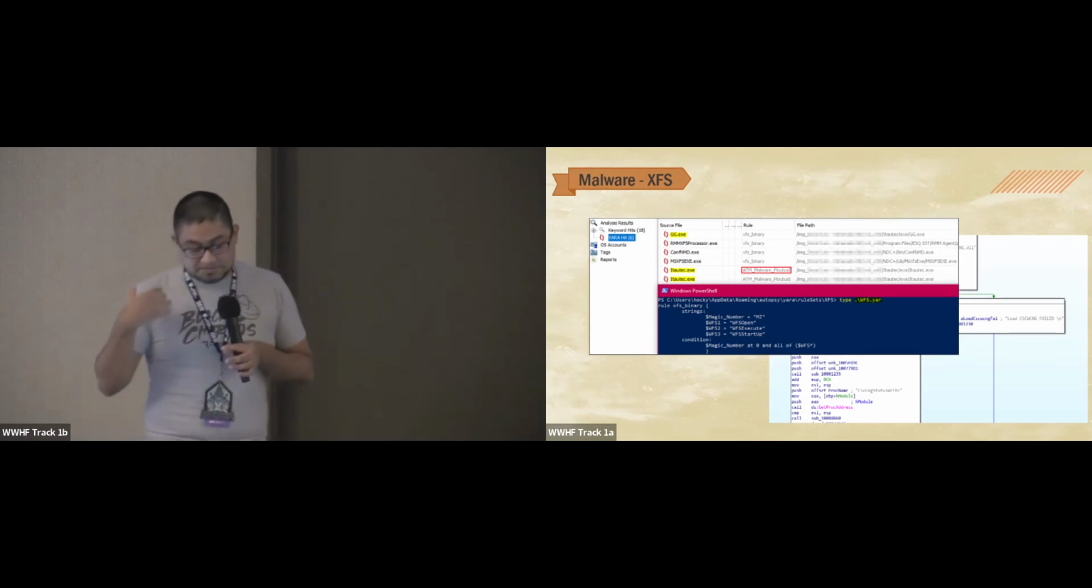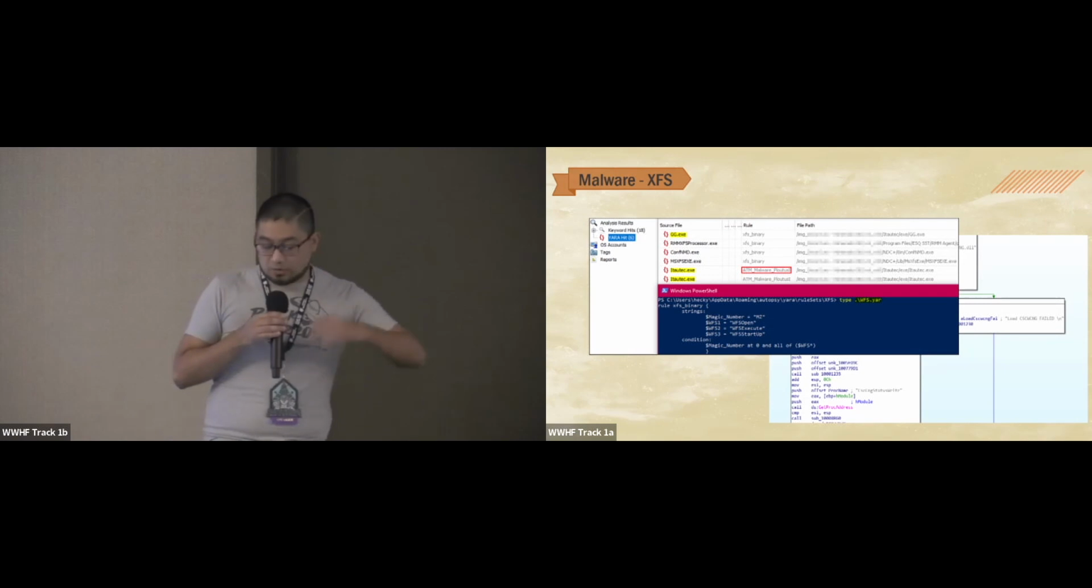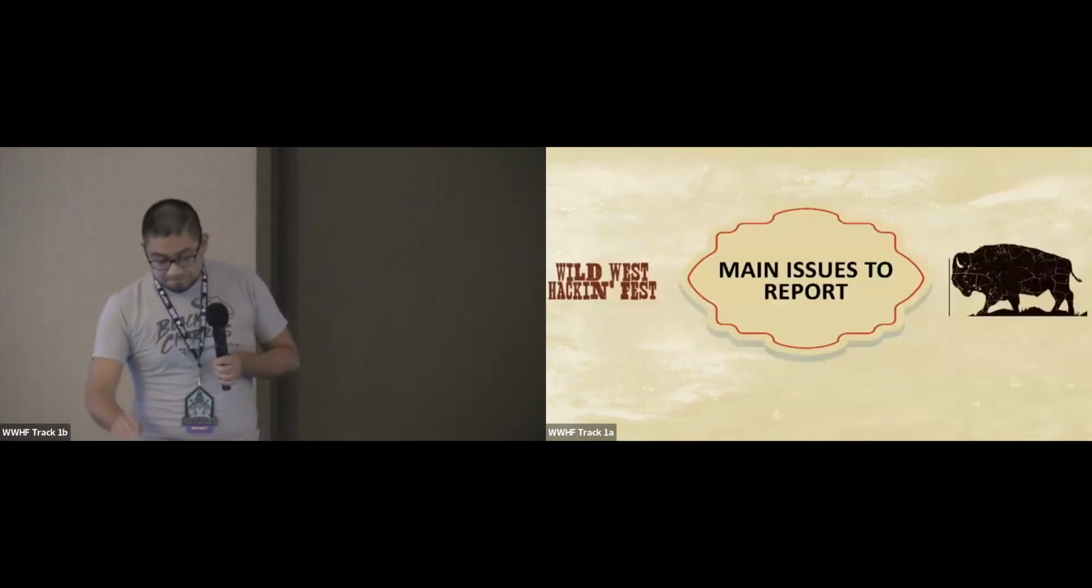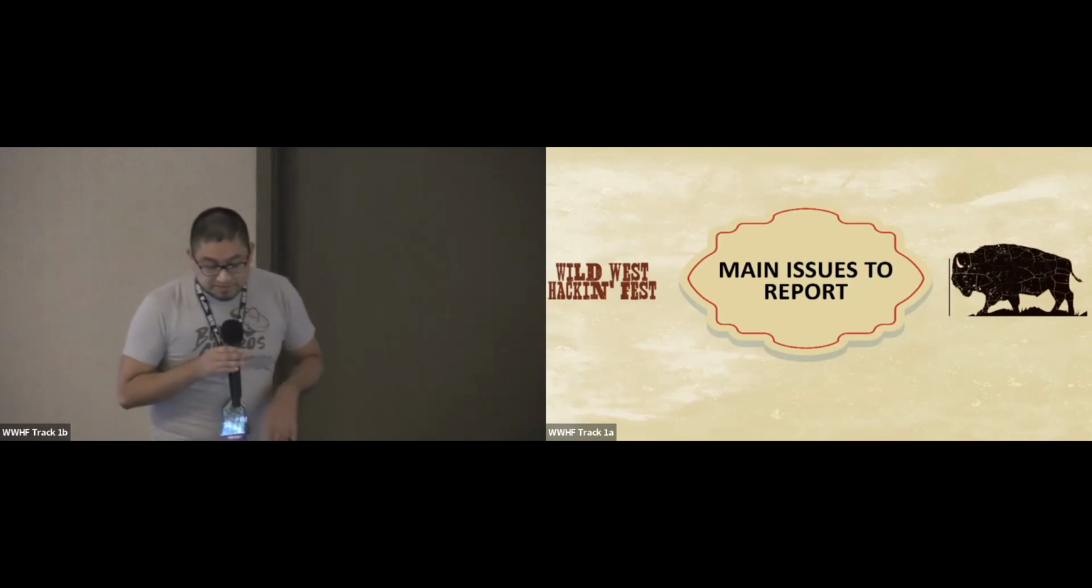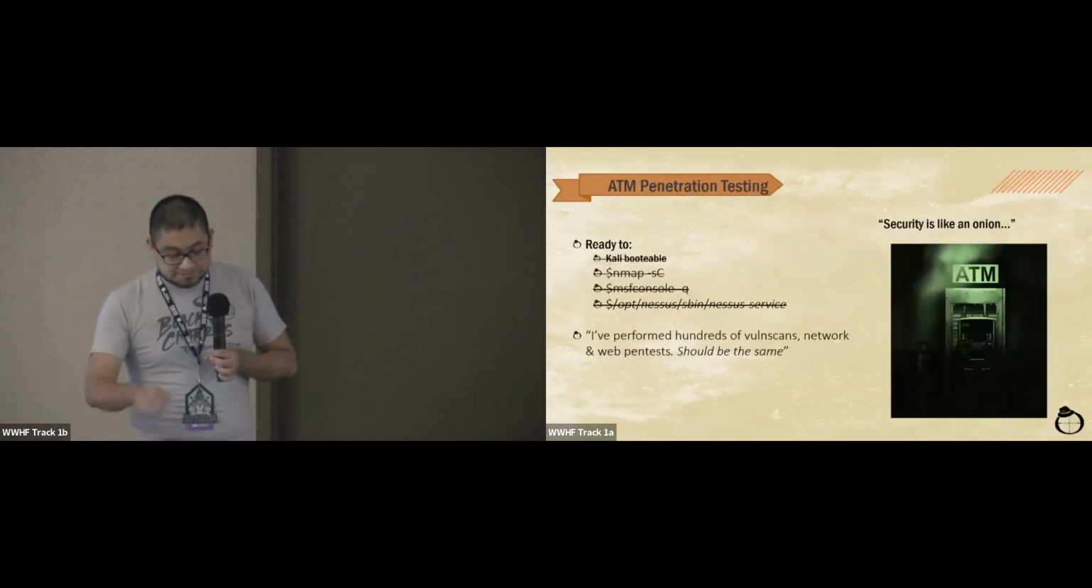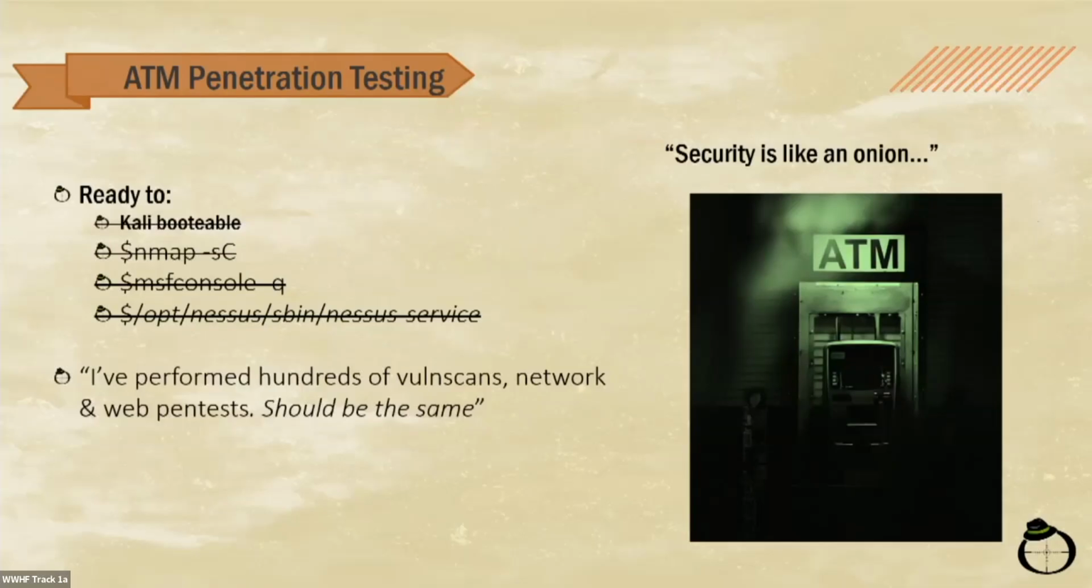This is the third most common way that cybercrime uses malware. So finally, which are the main issues that we should report in a pen test? Now we are ready to boot my Kali, start scanning with Nmap, use some exploits with Metasploit, even Nessus, because I have seen that in some reports.